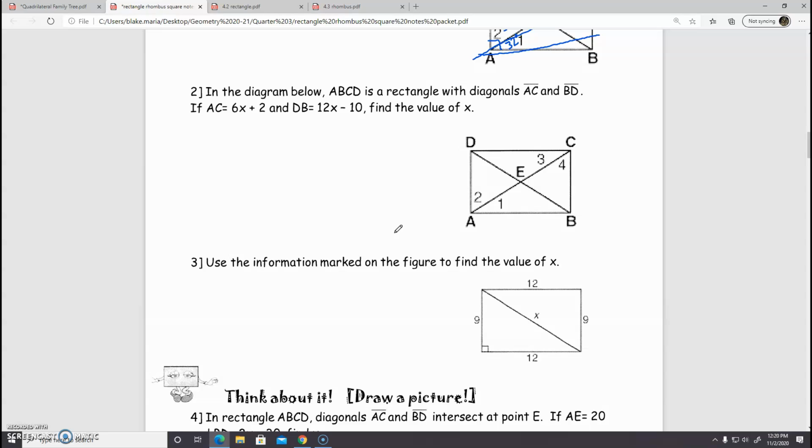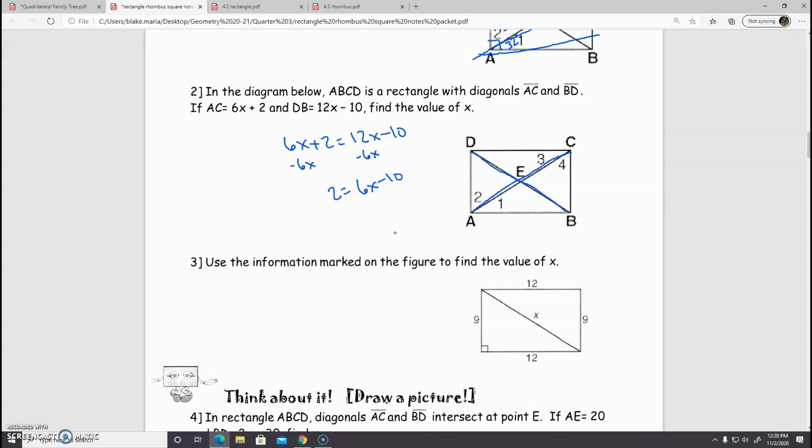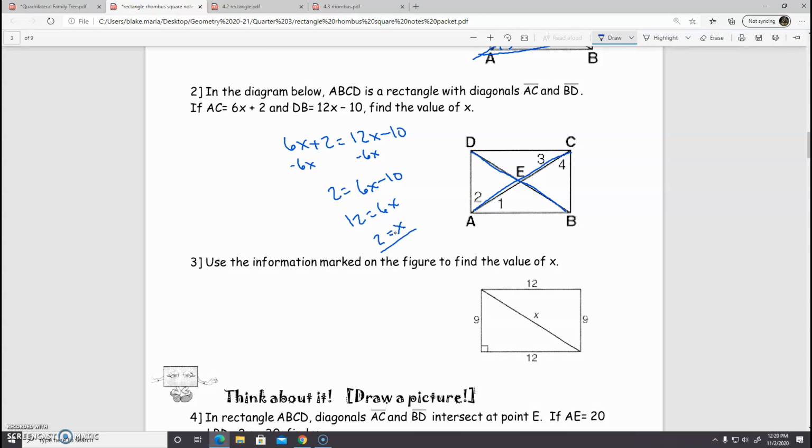Next one, in the diagram below, they tell you AC, so that's a diagonal, and they tell you DB, that's another diagonal. Again, the one property we had for diagonals was that in a rectangle, diagonals are equal. So 6x plus 2 equals 12x minus 10. We're going to subtract 6x from both sides, so we've got 2 equals 6x minus 10. We're going to add 10 to both sides and divide both sides by 6. They said find the value of x, and we found the value of x.